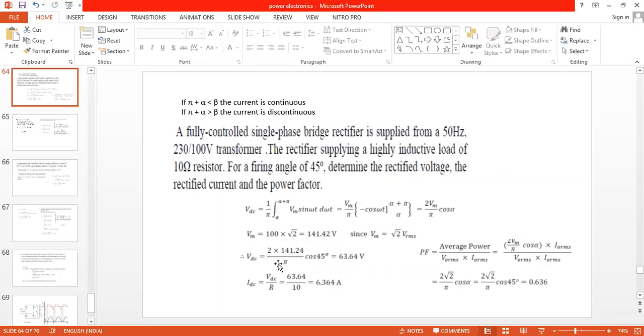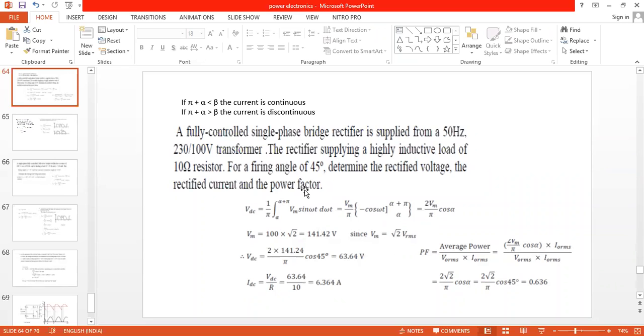Directly you can substitute. All of you enter, keep pi as 3.14 and check whether you are getting 63.64 or not. All the students, if you are doing the problem, it will be the same. Anyone please confirm, the same value you are getting? 63.66, right, good, 63.64. So the output voltage for the fully controlled converter without a freewheeling diode, we are getting 63.64. Similarly, you are going to get the current 6.364.